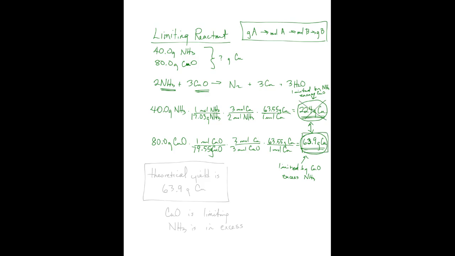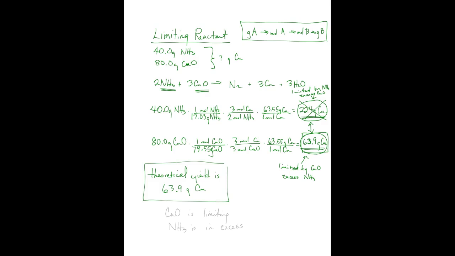The bigger number is not possible, because by the time I hit 63.9 grams of copper, I have run out of copper oxide. I don't have enough to keep going and using up all of the ammonia. I don't get to use up all the ammonia. The ammonia is excess. I have more than I need. So my theoretical yield is 63.9 grams of copper. That's great.